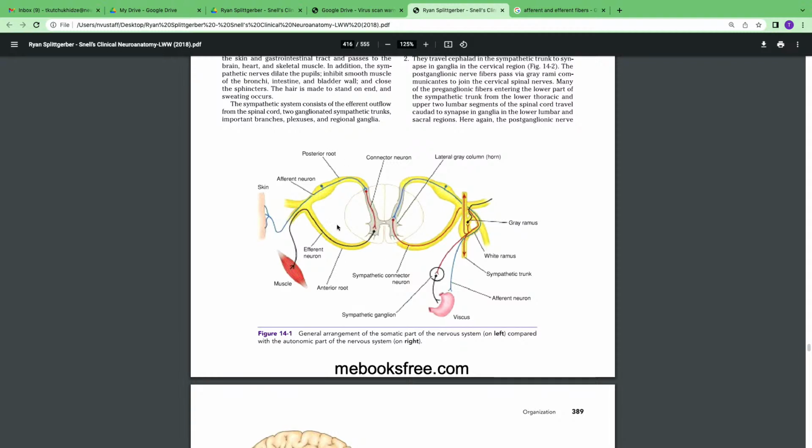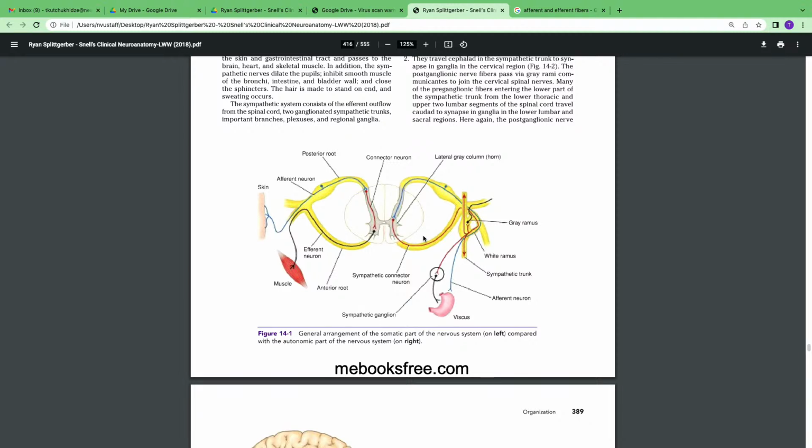To check with, for example, our somatic nervous system, here we have a connector neuron in some cases, which is connecting like the afferent. In this case, we don't have anything like that. Okay, questions regarding that? No.